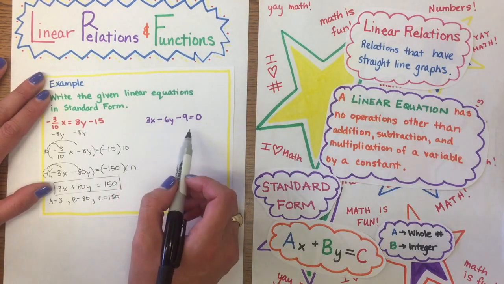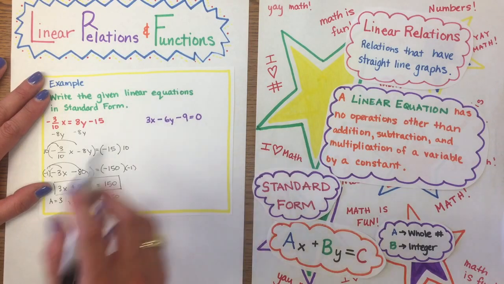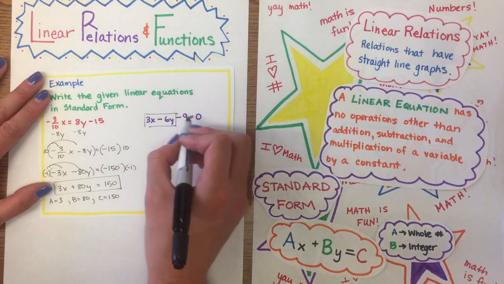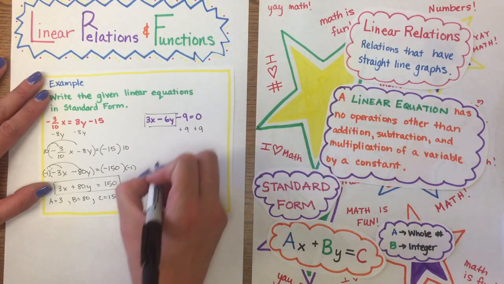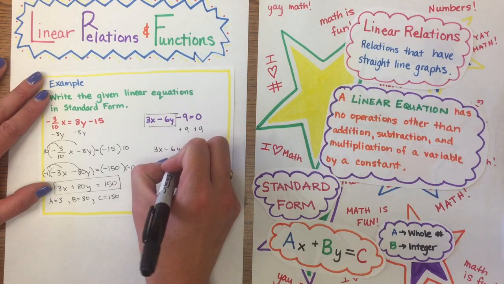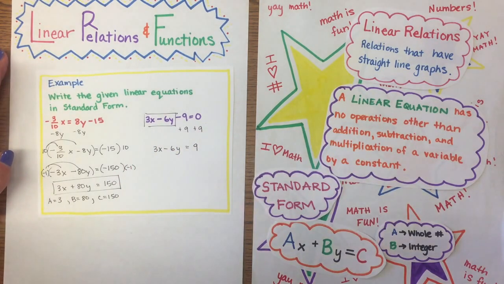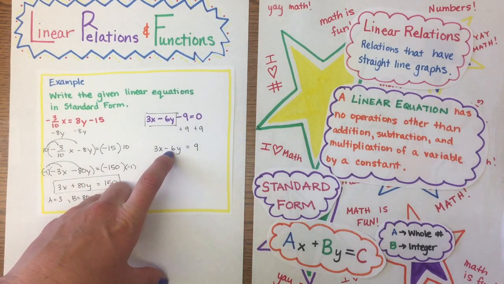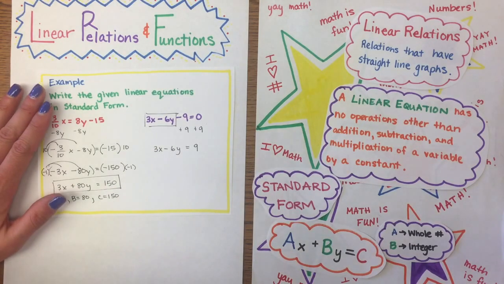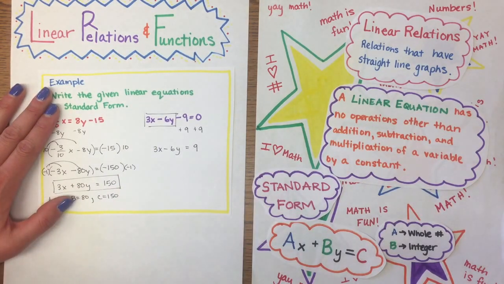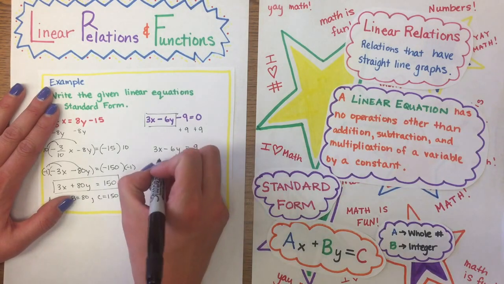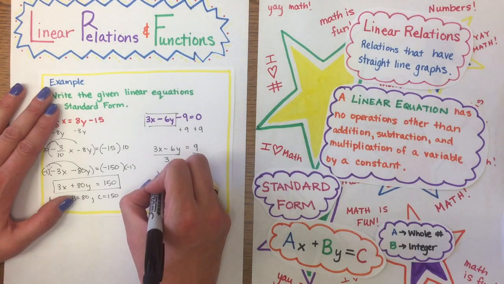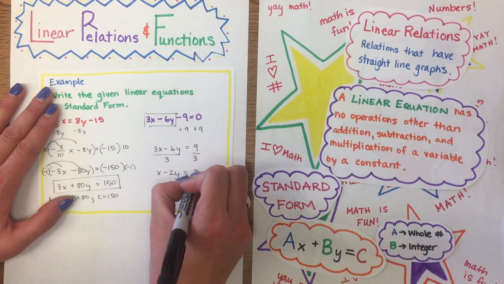In my next problem, 3x minus 6y minus 9 is equal to 0. I want to first start by getting my x's and y's on one side and my constant on the other. So I'll add 9, and I get 3x minus 6y is equal to 9. You might look at this and say 3 is a whole number, 6 is an integer, I'm done. But if I look at all three of these values, they all have a common multiple. If I divide both sides of my equation by 3, I end up getting x minus 2y equals 3.